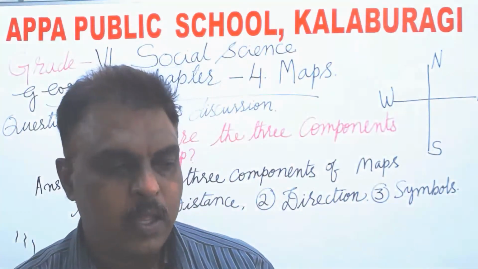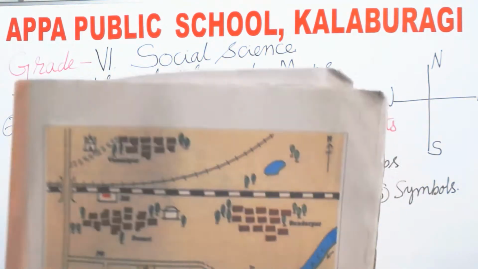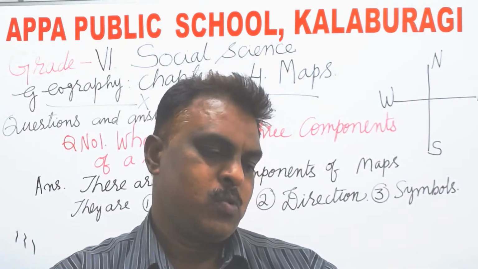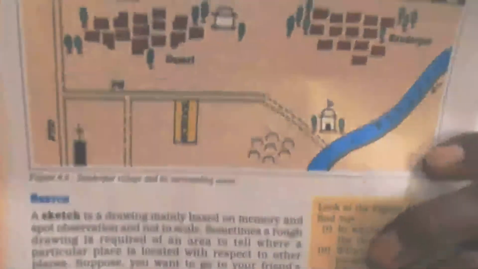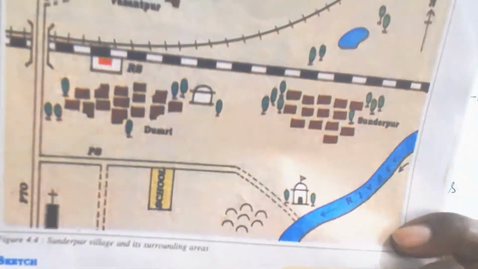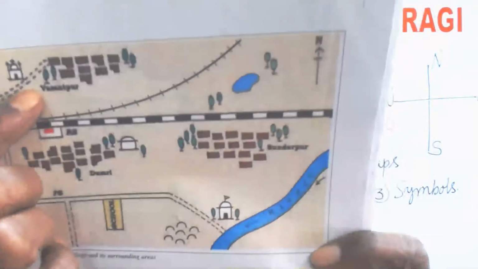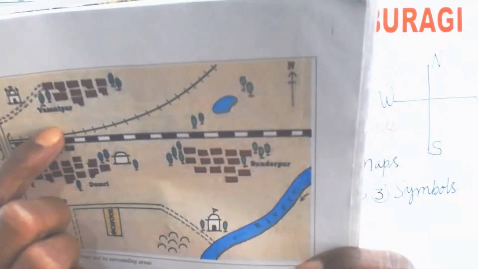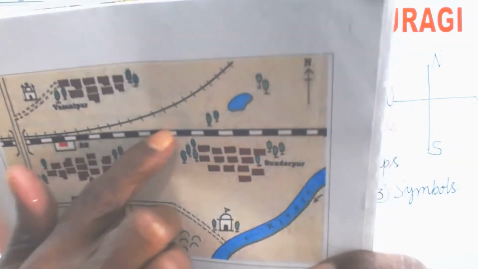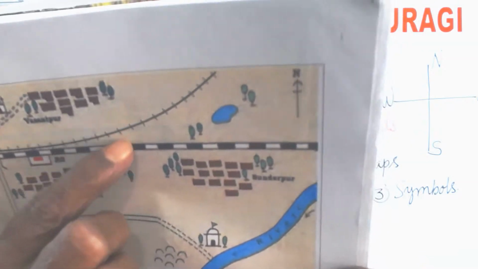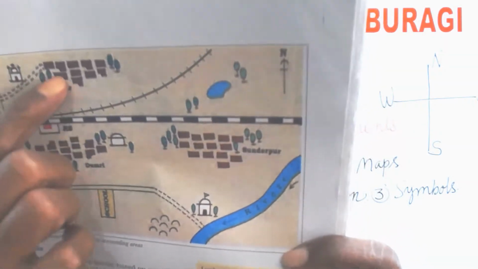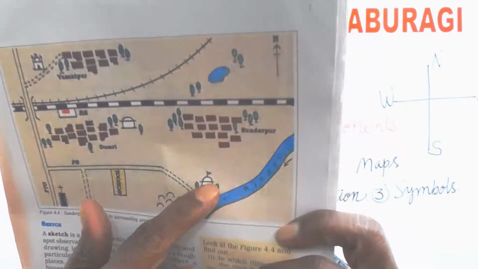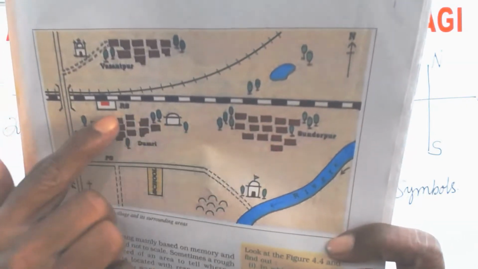What you learn here is the map of Sundarpur village. In this Sundarpur village, they mention this is the railway track. You can see these are the meter gauge, broad gauge. You see the difference between the two. And here you can see the holy places. Here one is there, here one is there, and one more is here.